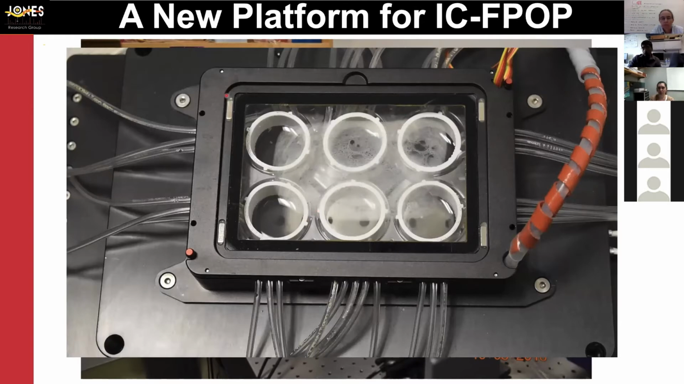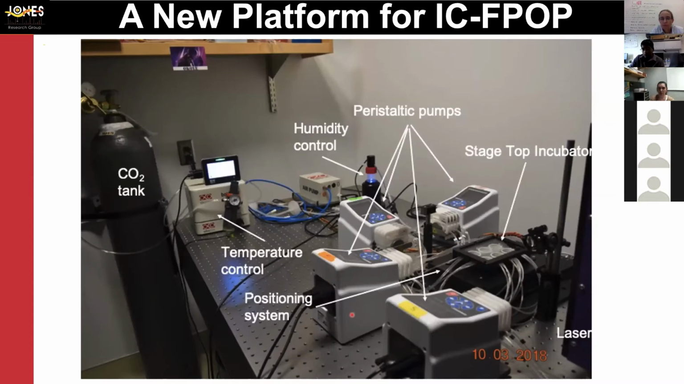This is a completely enclosed system. There's temperature control, humidity control. That's what this big line is. We can also pump in CO2 so that our cells are happy. And then you see we have these lines where we can now input our H2O2, our quench, things that are needed for FPOP, and any treatment if we want to do drug treatment.